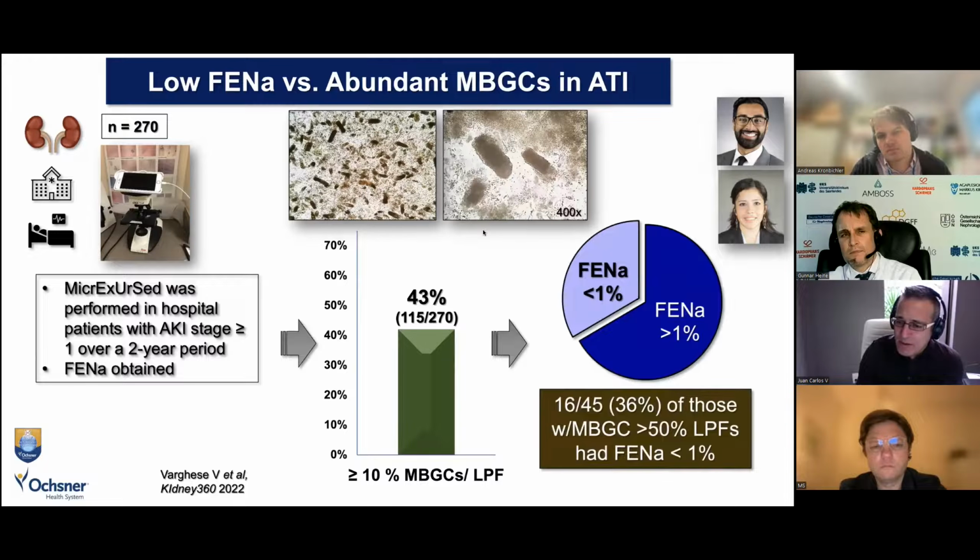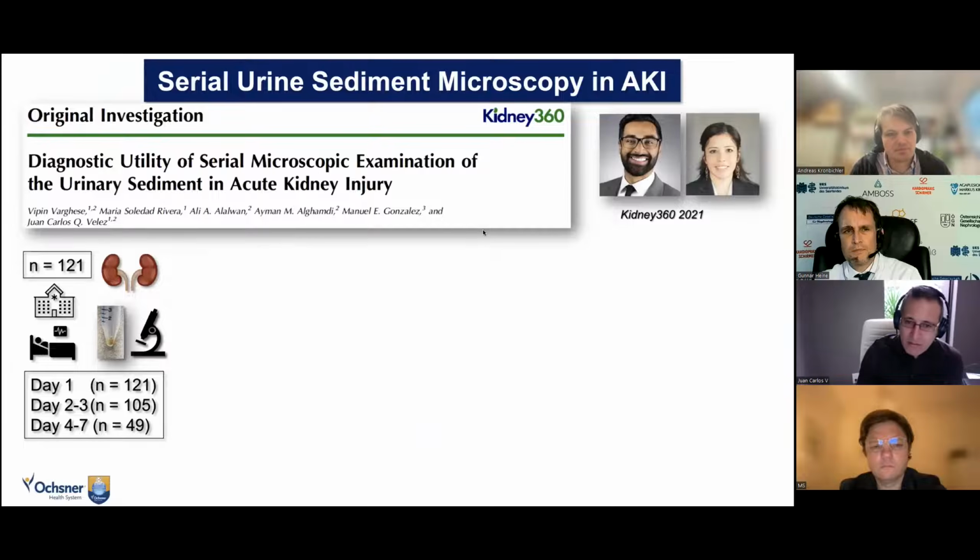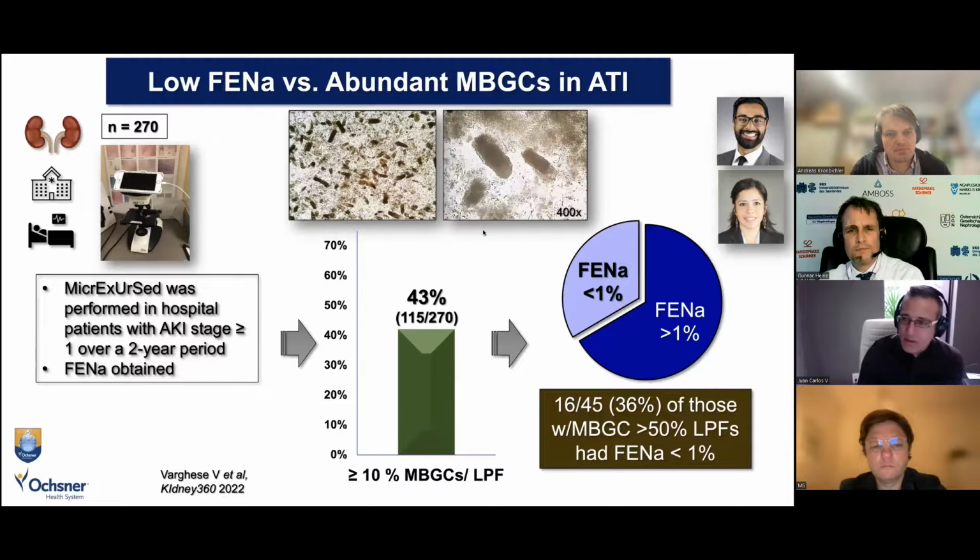But what we found is that looking at those with greater than 50% multi-branch casts per low power field, almost a third had a fractional excretion of sodium less than 1%, which the book says is consistent with prerenal azotemia. We just wanted to highlight a discrepancy, and we actually performed some concordance study showing that there was no concordance between the two, and we can probably talk more about it if there's time at the end.